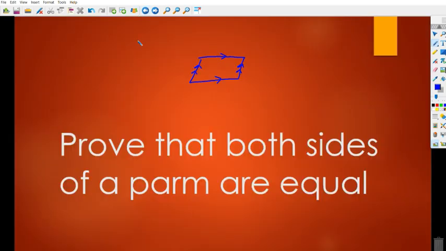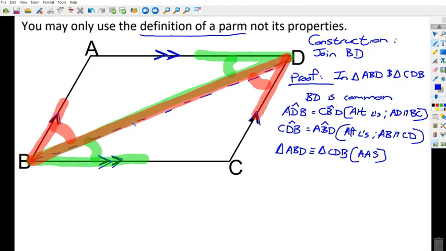I need to prove that both pairs of opposite sides of a parallelogram are equal. So how am I going to do that? What are the opposite sides of that parallelogram? AB and CD. So I can say here, therefore, AB is equal to CD. And why can we say that those are equal? Yes, by congruency.